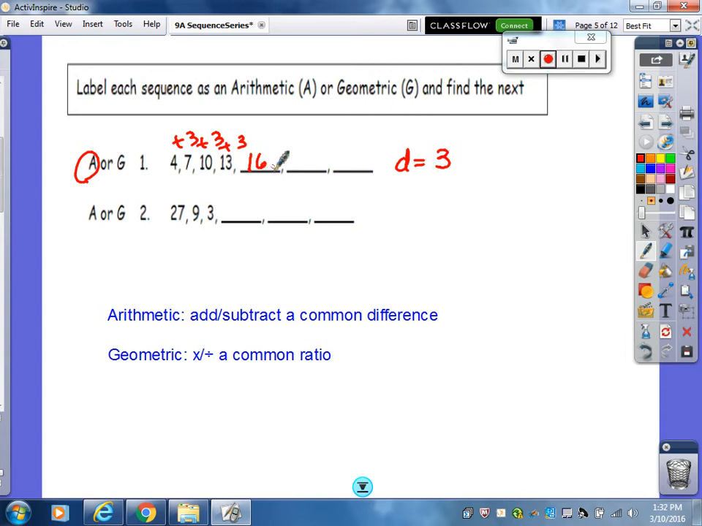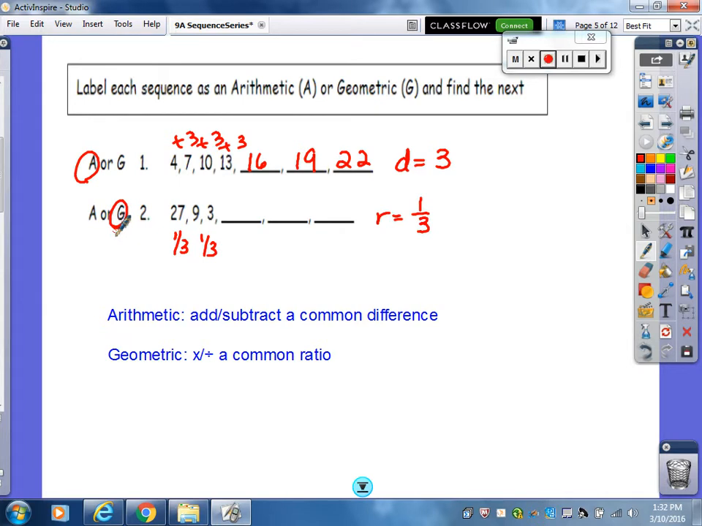So keep adding 3. Add 3 again, you're going to get 22. All right, look at the second example. What's happening? What do we do to 27 to get 9? Well, we can multiply by 1/3. What do you do to 9 to get 3? Multiply by 1/3. So since that ratio stays the same, our common ratio is 1/3. This is geometric.